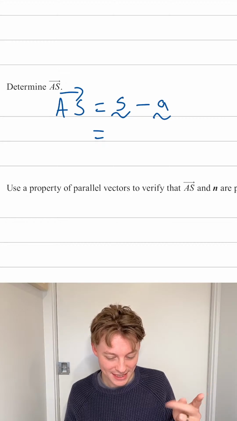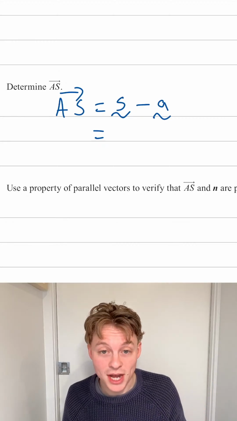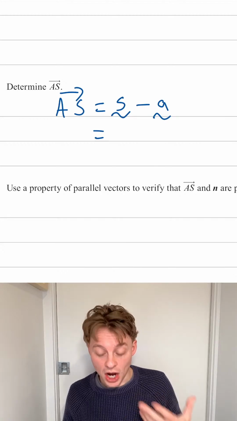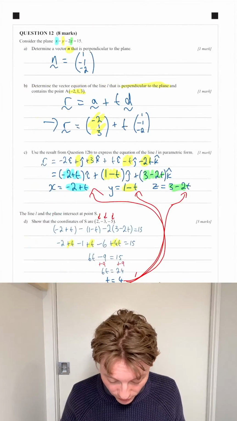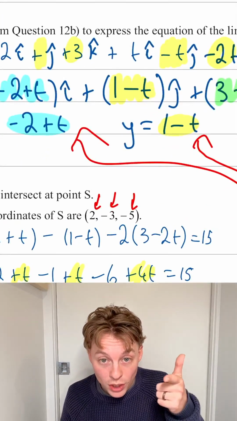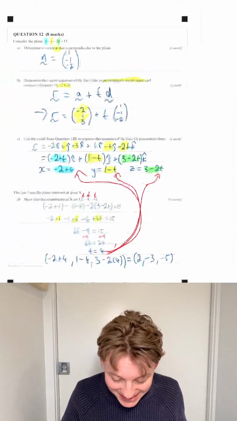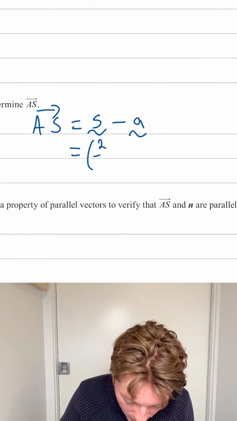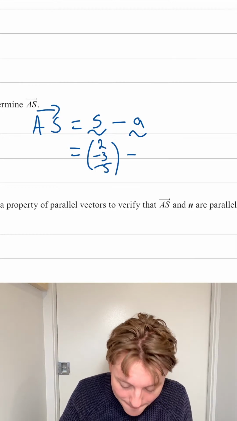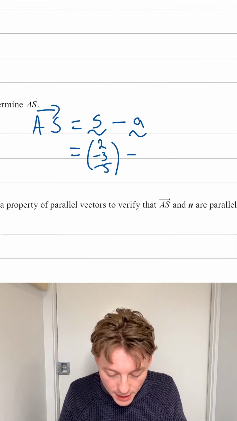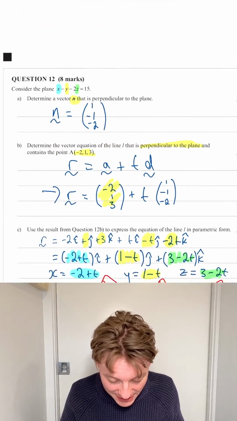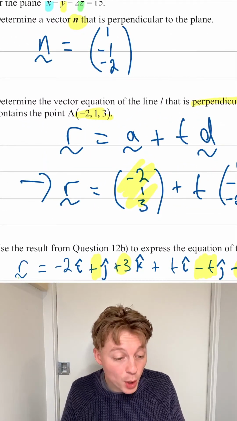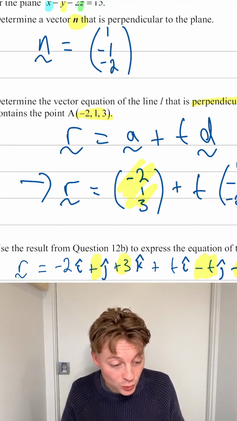So, determine the line A to S. I know S comes from the question before, right? S is this point. It is 2, minus 3, minus 5. So I can say that S is going to be 2, minus 3, minus 5, minus point A. Point A was what we had here in part B. So both of these two vectors were actually given to us.